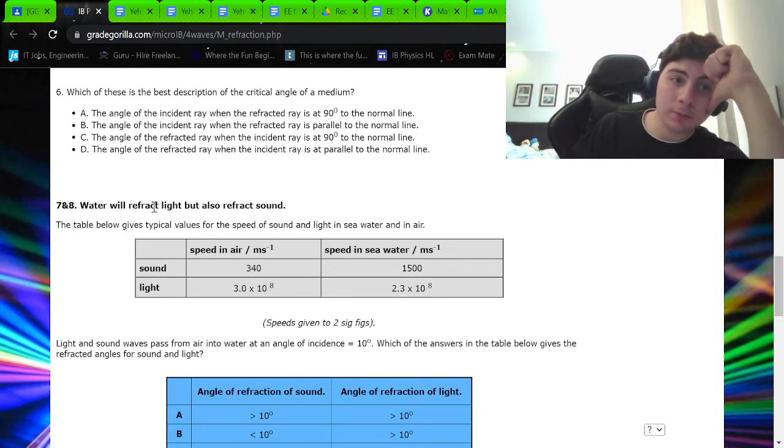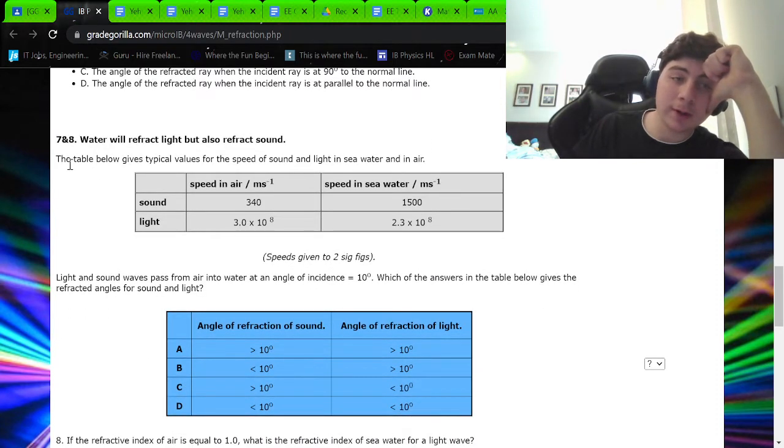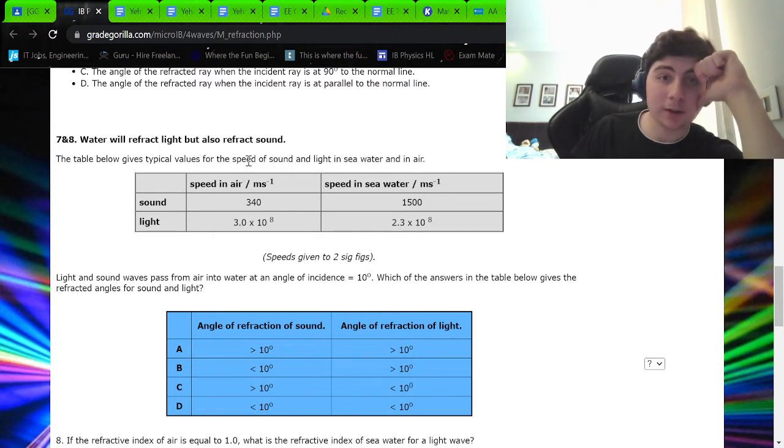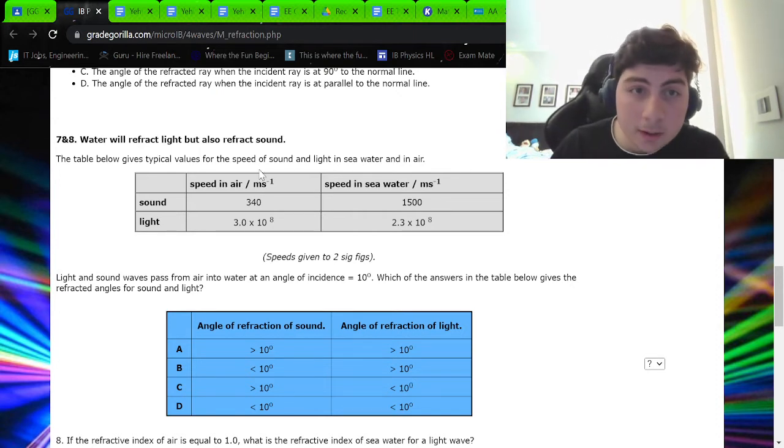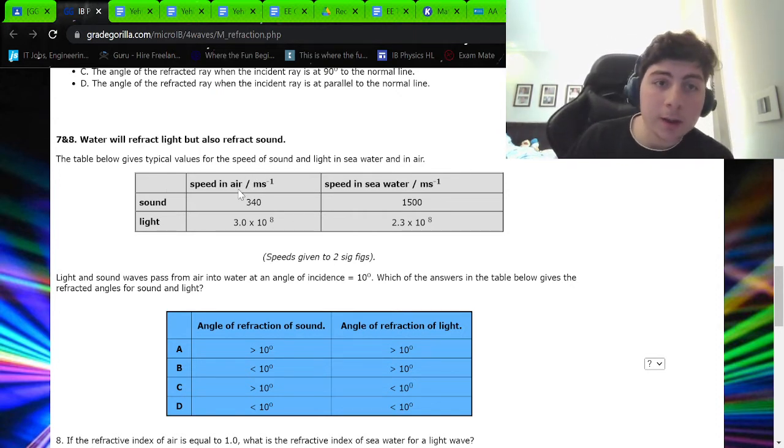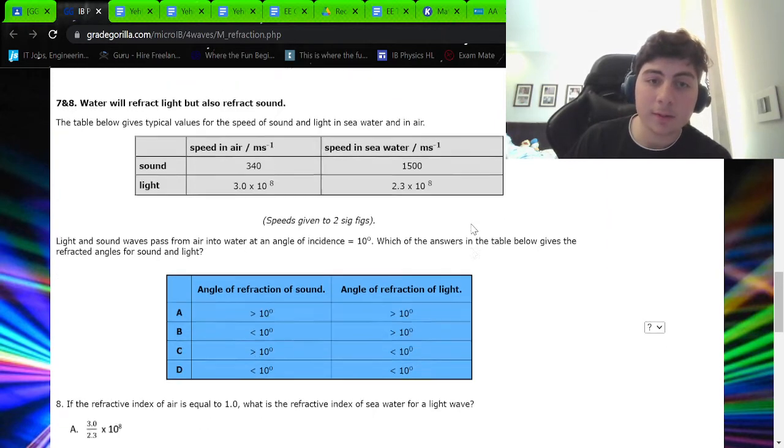Okay, water will refract light, but also refract sound. The table below gives typical values for the speed of sound and light in seawater. I got finished before 4 minutes, I think. So speed of sound, speed in seawater.